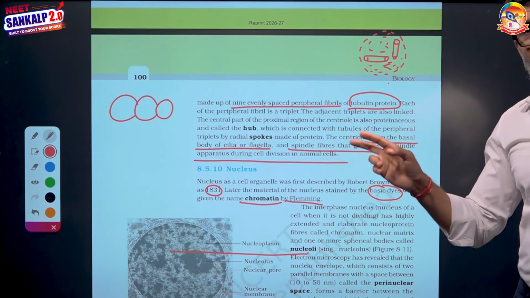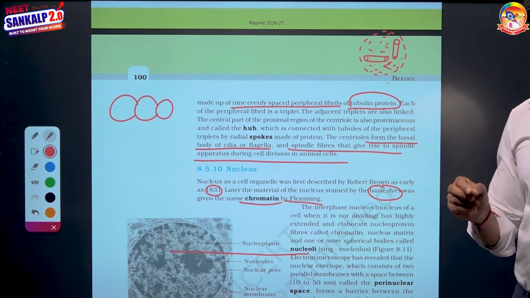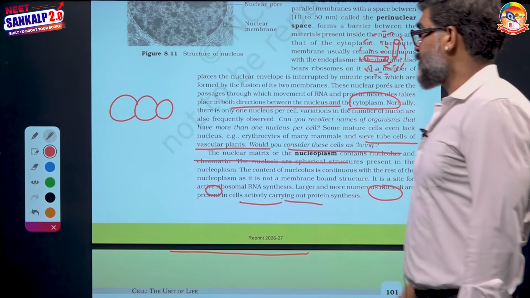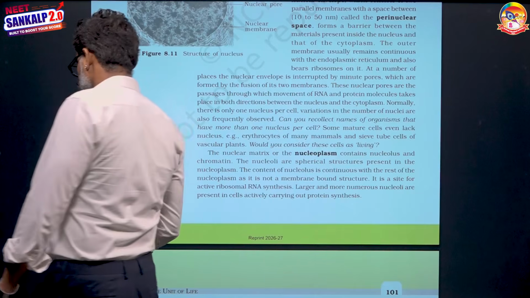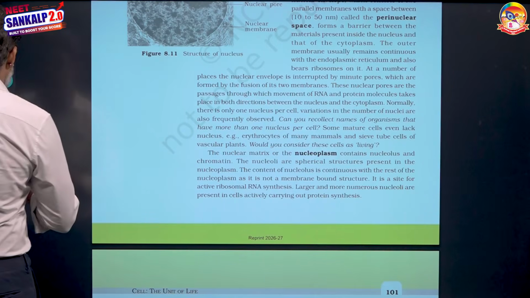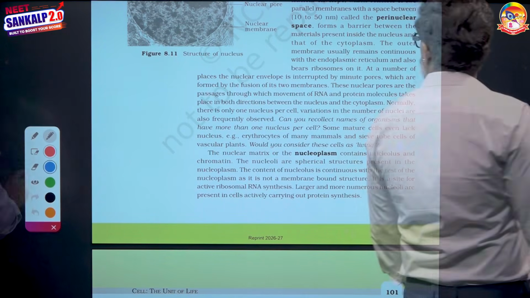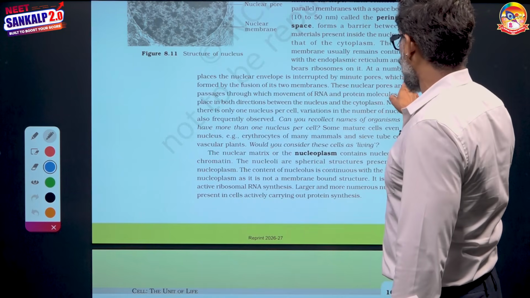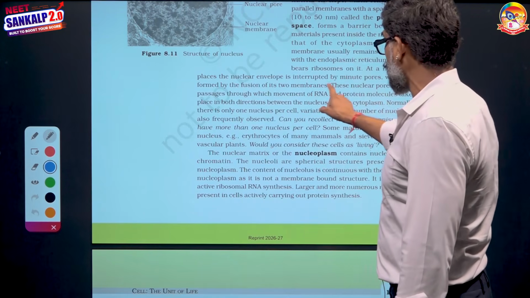Both of the nuclear membranes at a few points fuse together, and because of this some discontinuities arise. Those discontinuities are known as nuclear pore complexes. A number of places in the nuclear envelope are interrupted by minute pores which are formed by the fusion of the 2 membranes.